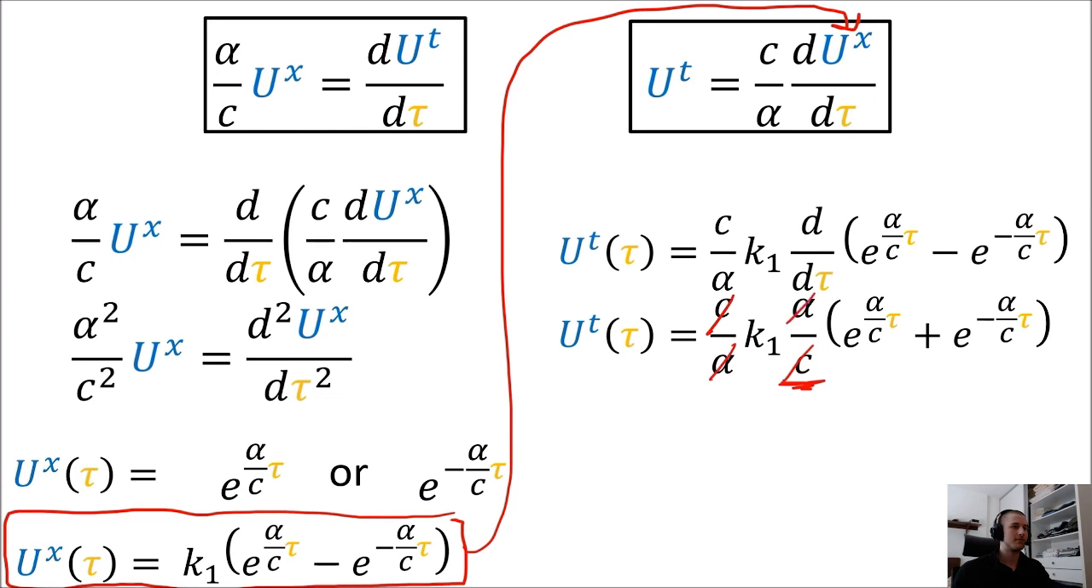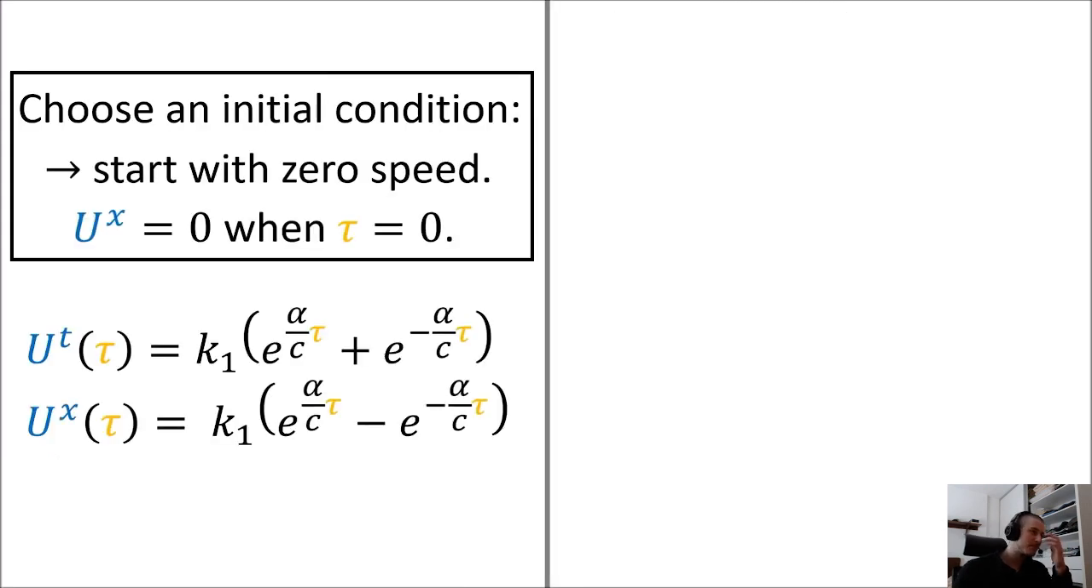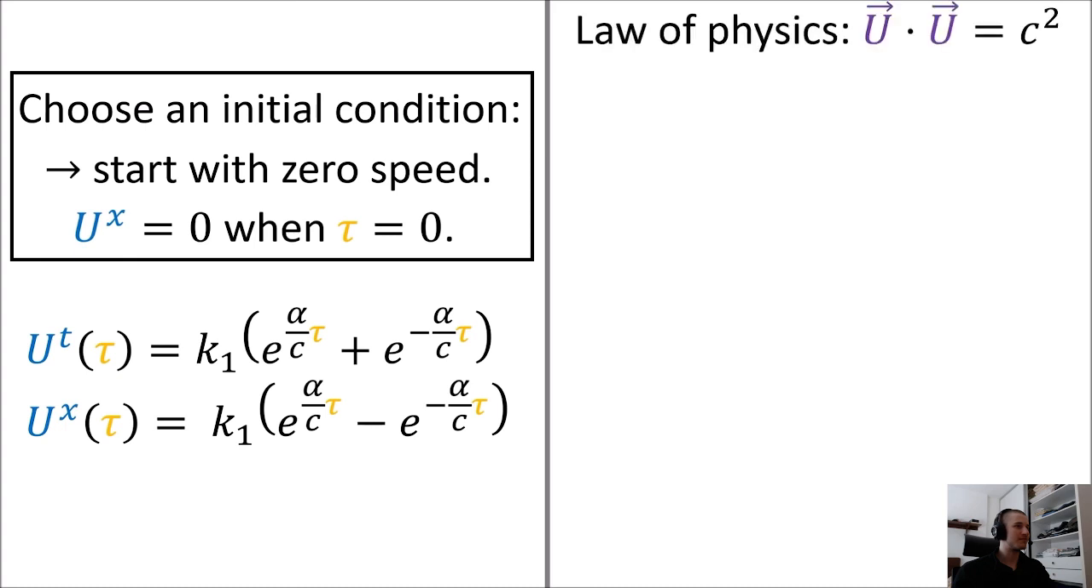Also, the second exponential changes sign because we took the derivative of a negative exponential, so the minus sign comes out in front. So the formulas for ux and ut are the exact same, except for the sign of the second exponential term. Now, we know that ut and ux are not independent of each other, because we know that u.u equals c squared for any 4-velocity vector.